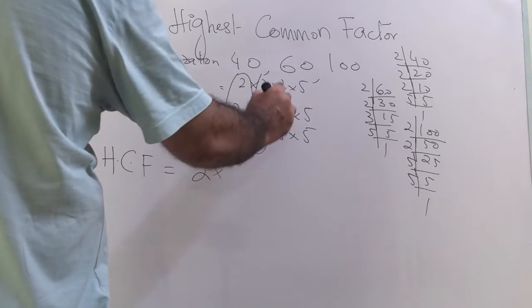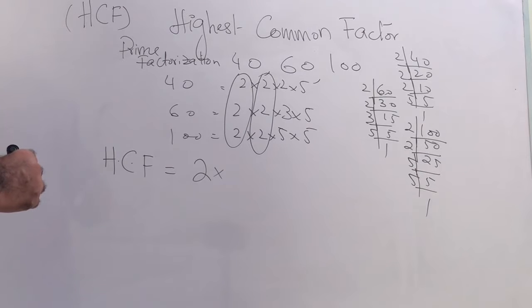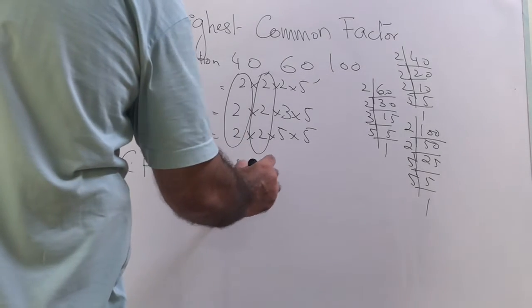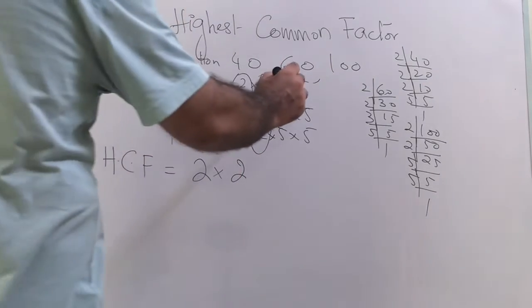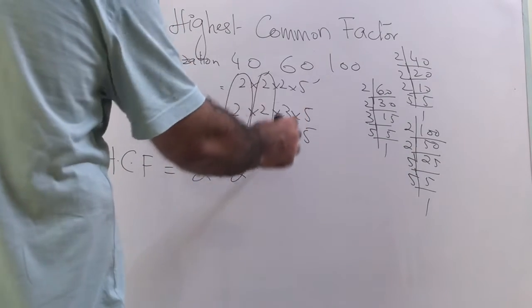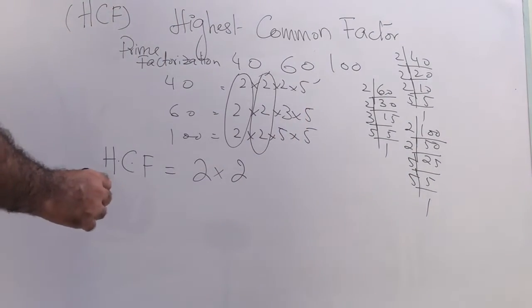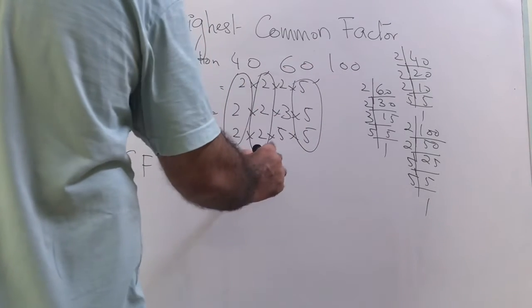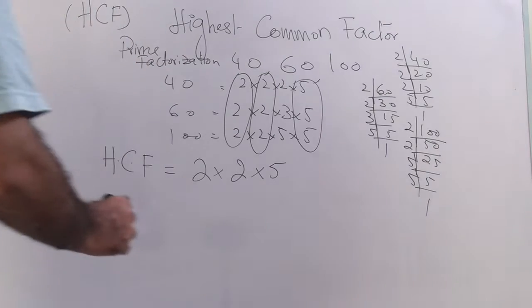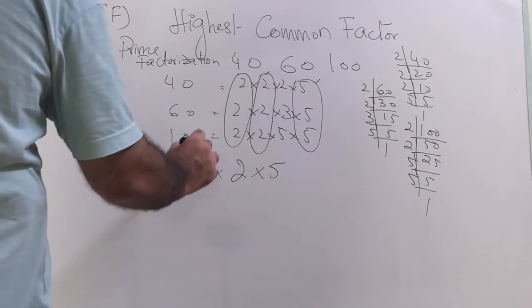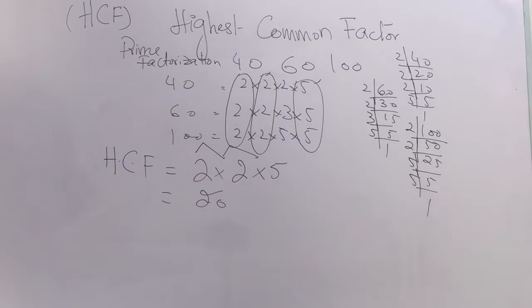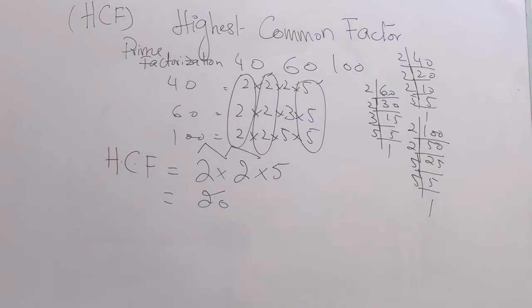Here we have 2, here we have 2, here we have 2. So we'll make a combination, or you can say a pair. So take 2 one time, okay. Then we have 2, we have 3, we have 5. We don't have common same digits in all three rows. Now we move to this 5, 5, 5. These are common in all three rows. We take it one time. So just multiply 2 with 2, 4, 4 5s are 20. So 20 is the highest common factor of 40, 60 and 100.